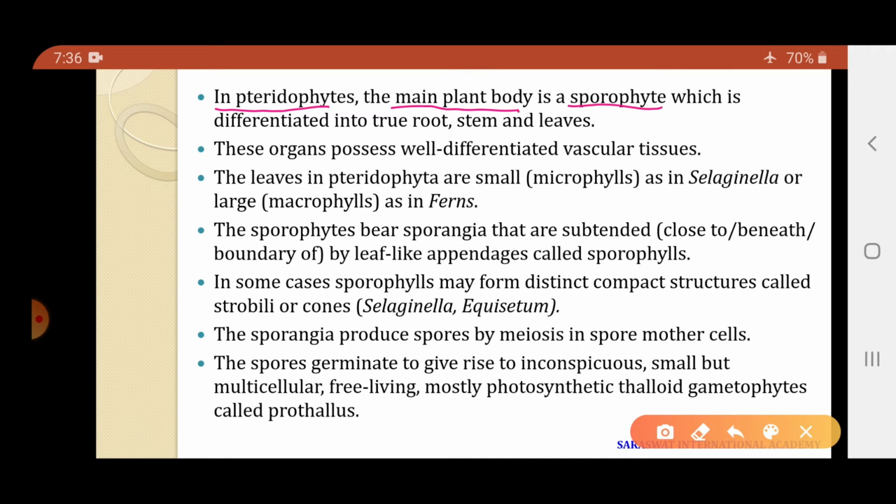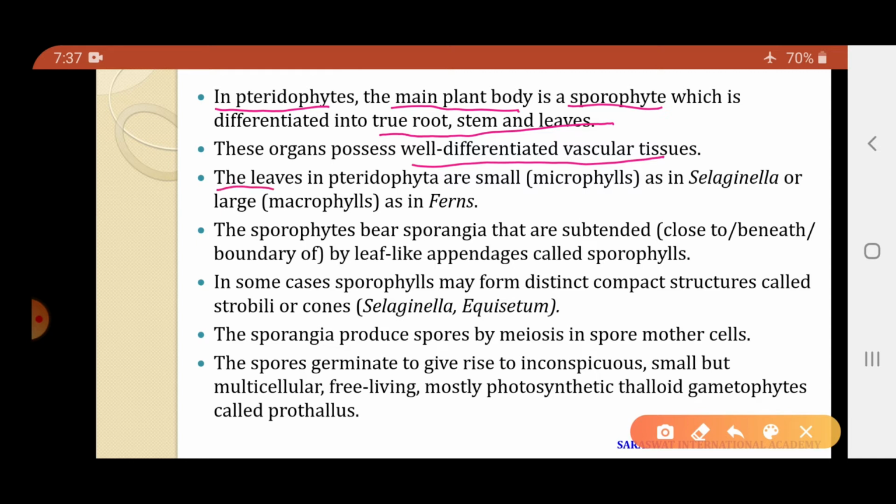So students, that is a difference between the bryophytes and pteridophytes. ब्रायोफाइट्स में हमने देखा था कि उनका जो मेन प्लांट बॉडी क्या था, गैमेटोफाइट. But students, now onward all the plants will be having their main plant body as sporophyte, and here this sporophyte is differentiated into true root, stem and leaves. These organs, that is stem, root and leaves, they possess well differentiated vascular tissues.